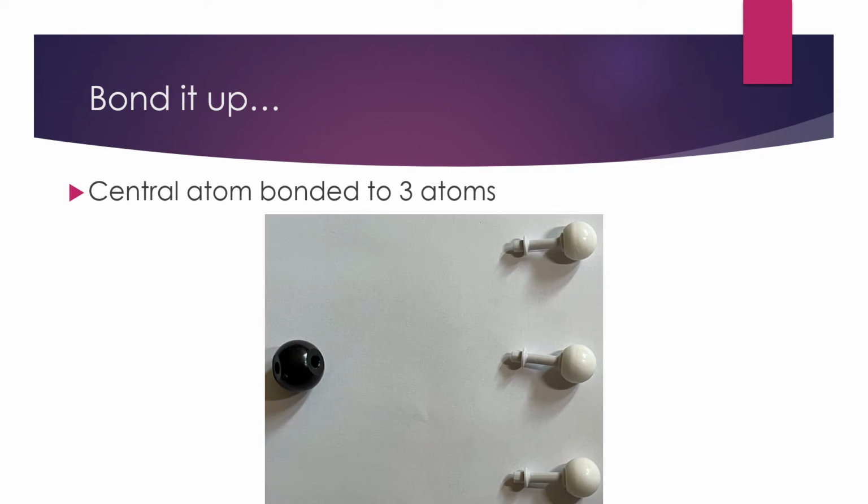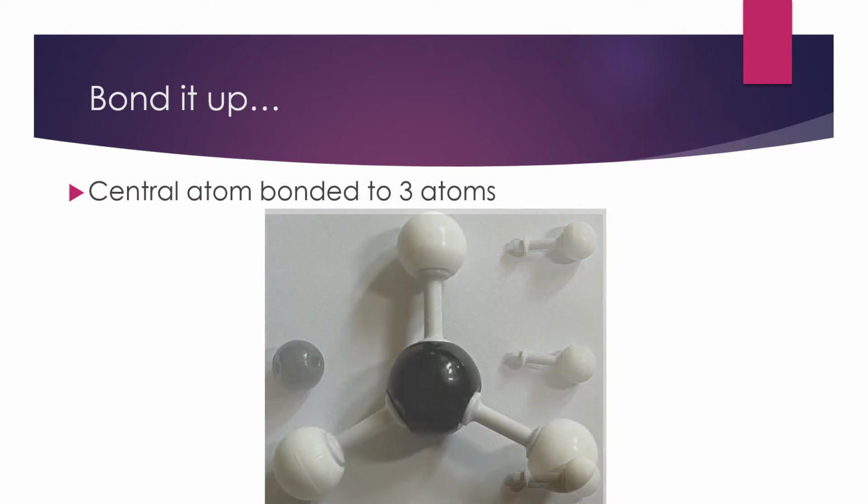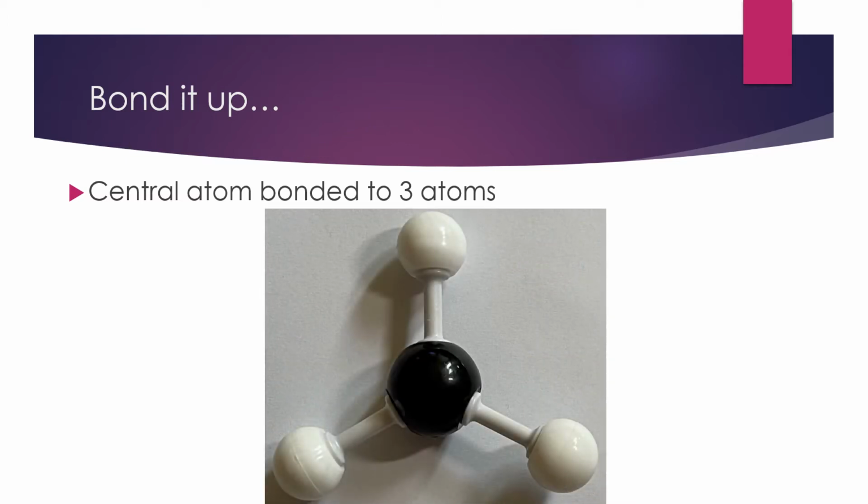So the central atom bonded to 3 atoms. So we have these pieces. I'll give you guys a second to predict the structure. Cool deal. So the structure is like a triangle. Okay, those 3 pieces are as far away from each other as possible.